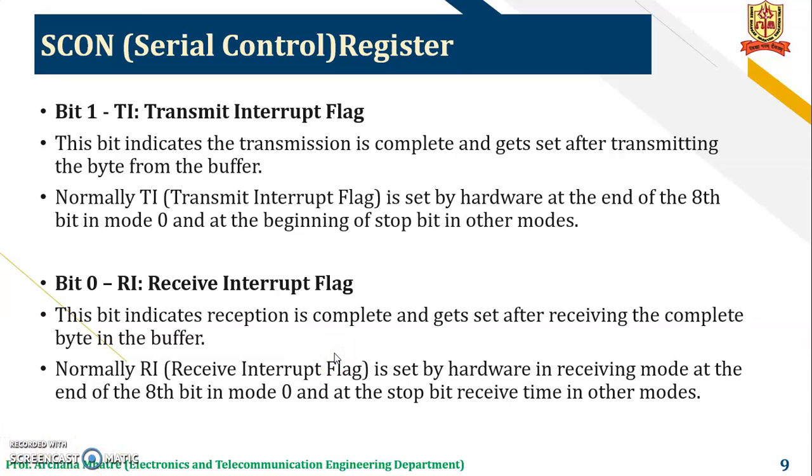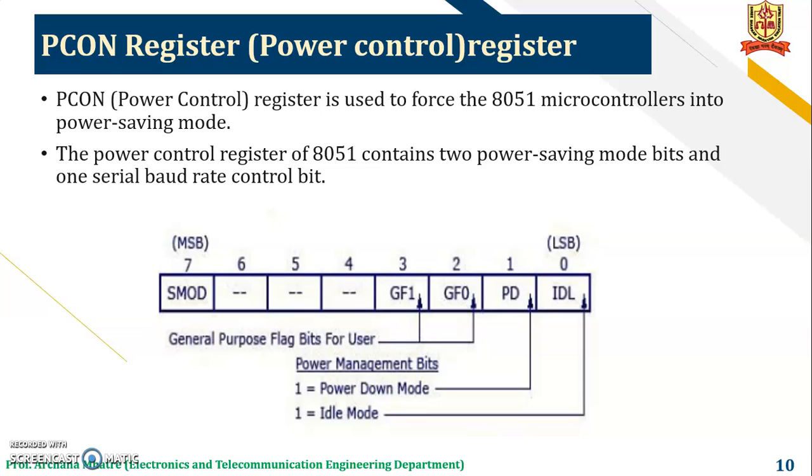So this is the serial control register. Next register is the PCON register, that is the power control register. The power control register is used to force the 8051 microcontroller into power saving mode. The power control register of 8051 contains 2 power saving mode bits and 1 serial baud rate control bit. Now this is the format of the PCON register.